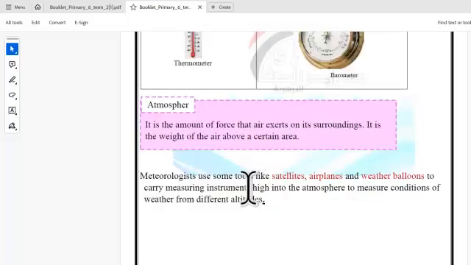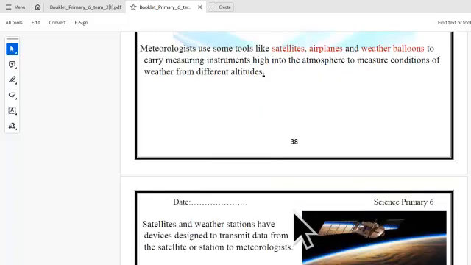Atmospheric pressure is the amount of force the air exerts on its surroundings, and it's the weight of the air above a certain area. Meteorologists use tools like satellites, airplanes, and weather balloons to carry measuring instruments high into the atmosphere to measure weather conditions from different altitudes.